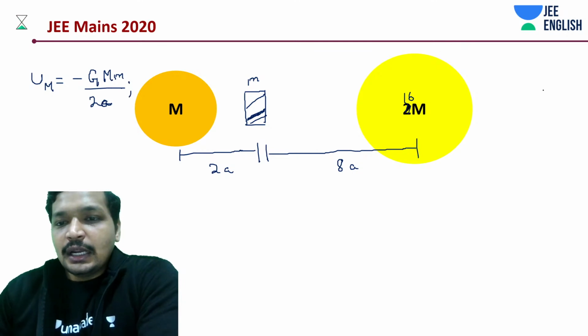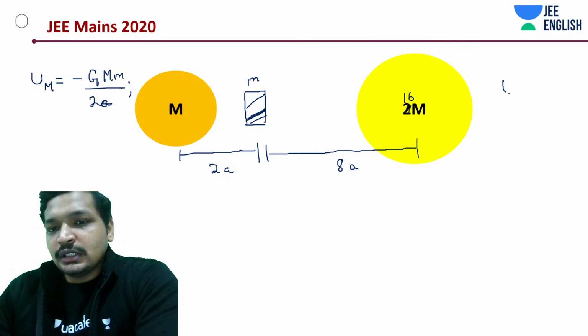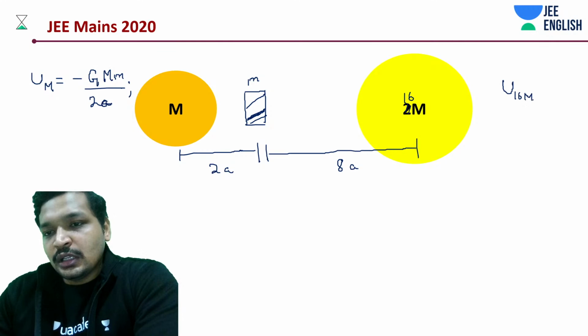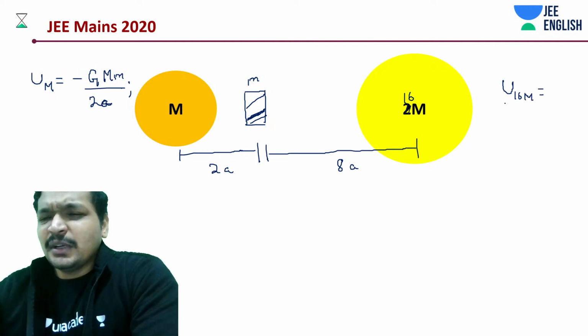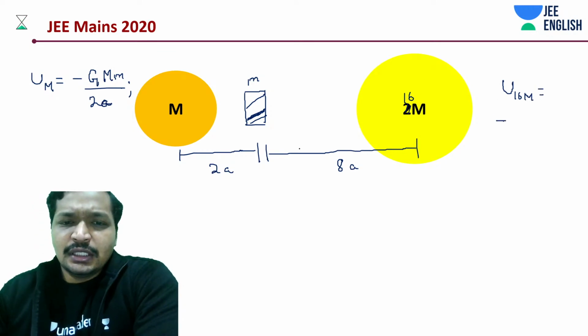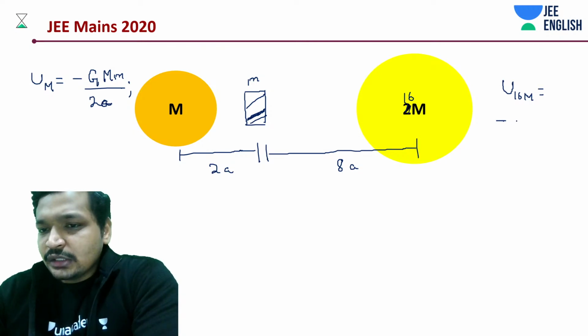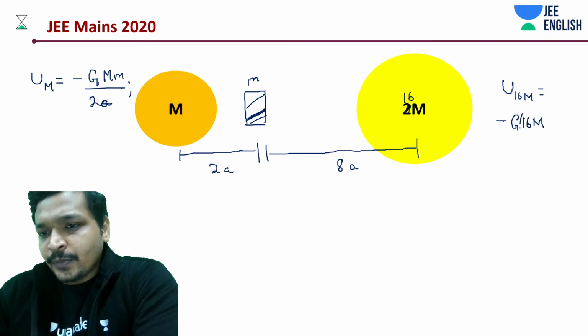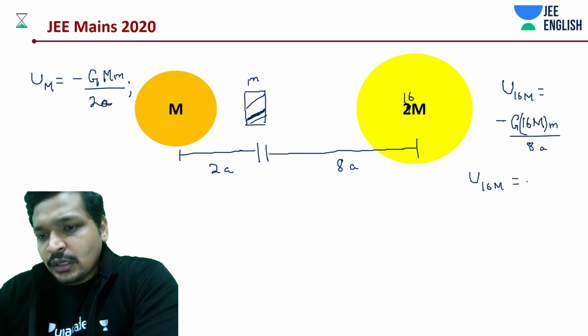And on this side, what is it? Due to 16m mass, just think about it, just like how we discussed here. It's 8a distance from the center, so minus G 16m into m divided by 8a. So U of 16m is going to be, basically, minus 2GMm by a.